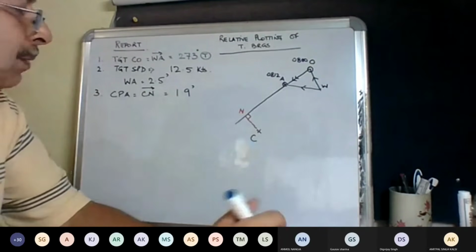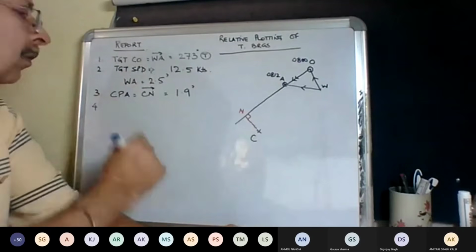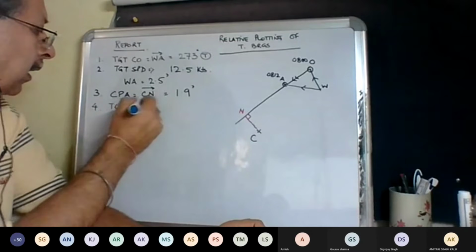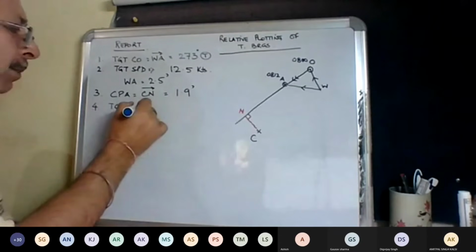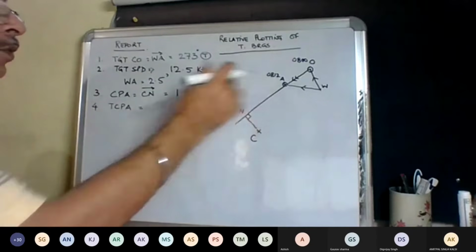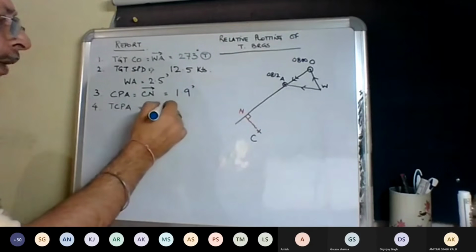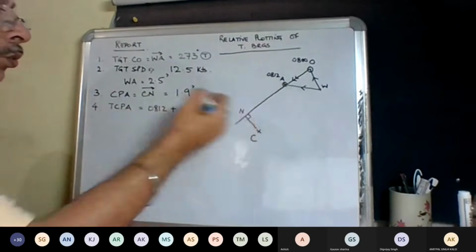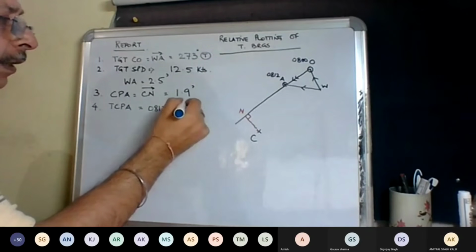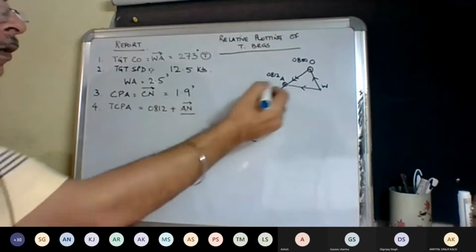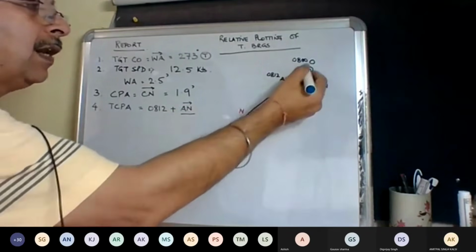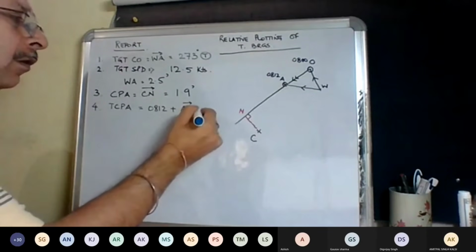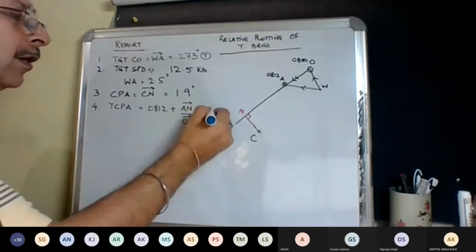So is CPA okay with everybody? Next is TCPA. TCPA is the last reported position 0812 plus distance to go, that is AN, divided by distance relatively traveled OA, into common interval, that is 12 minutes.